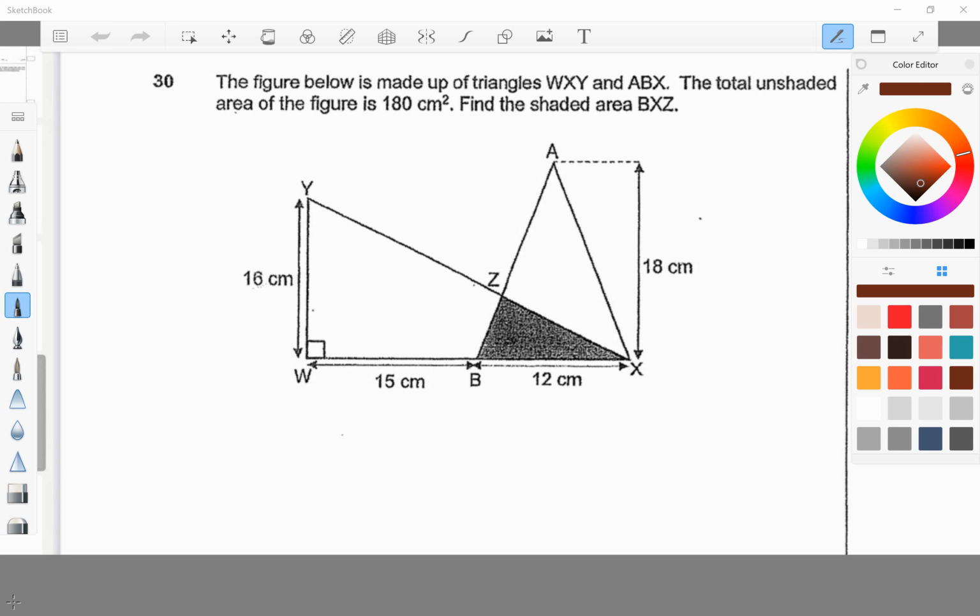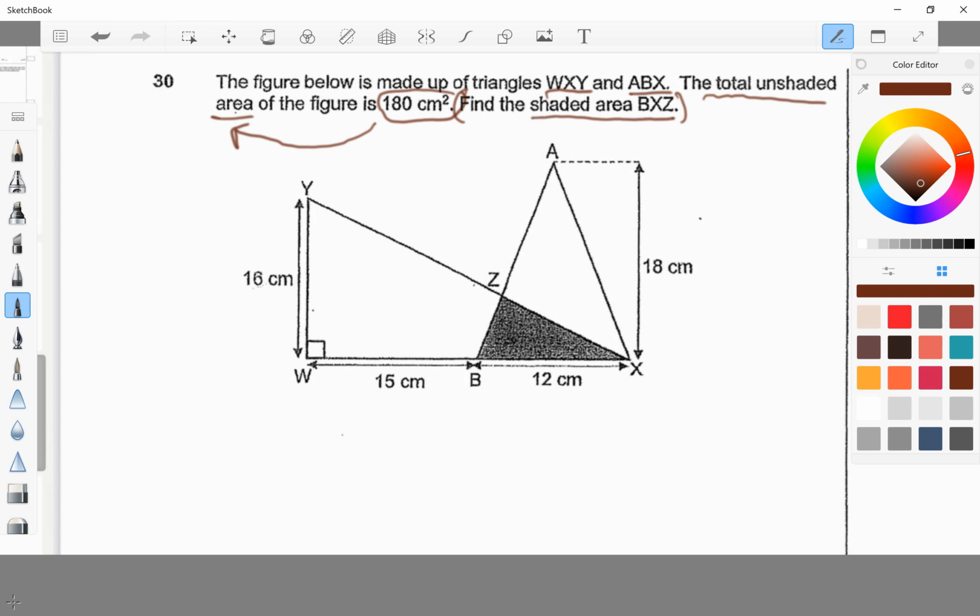So the figure below is made up of triangles WXY and ABX. And it's mentioned that the total unshaded area is 180 cm square. Alright? So we need to find the shaded area BXZ.